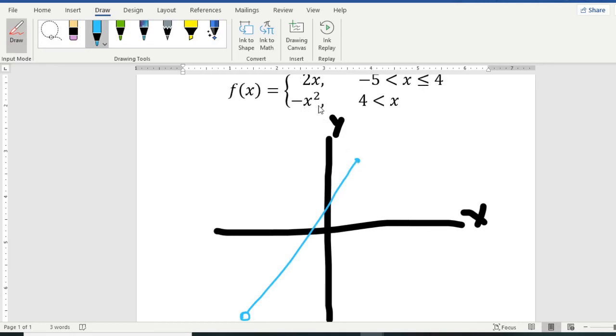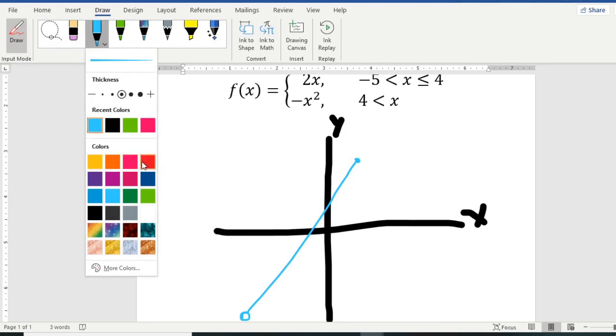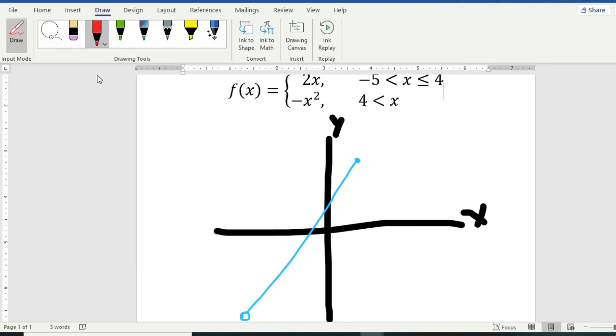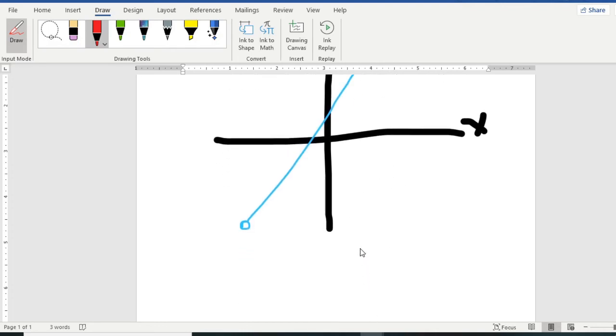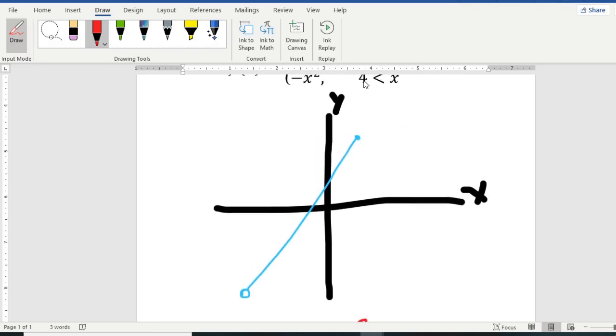Now we go down to the second one, because we're now at x equals 4, so I have a second parameter at that point. Let's change my color. I'll go to red. Okay, so this one says when x is bigger than 4, I use this function here, negative x squared. So plug in the 4 for that, and it gives me negative 16. Well, that's going to be all the way down here, right about there. This one's also an open circle because the 4 is not equal to.